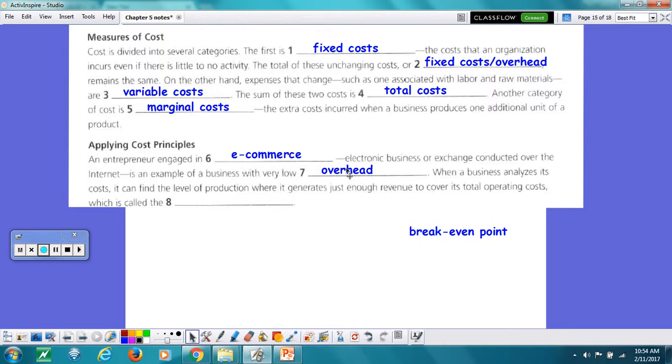Okay, and when a business analyzes its cost, it can find a level of production where it can generate just enough revenue to cover its total operating costs. This is known as the break-even point. If we get beyond that break-even point, we're actually making some money here.